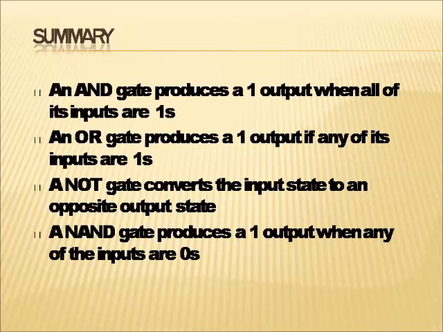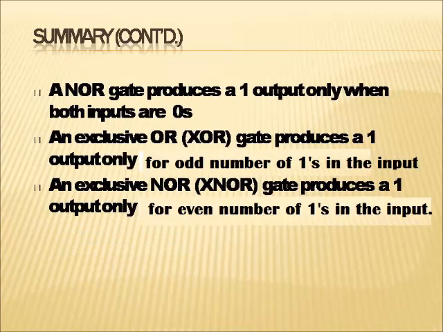Okay students, here you can see the summary of what we have learned today. Today we learned about basic logic gates, that is AND, OR gate and NOT gate. So three basic logic gates are there: AND gate, OR gate and NOT gate. Then we discussed about the NAND gate and NOR gate. NAND and NOR gates are called the universal gates. Then we discussed about exclusive OR gate and exclusive NOR gates. Okay.